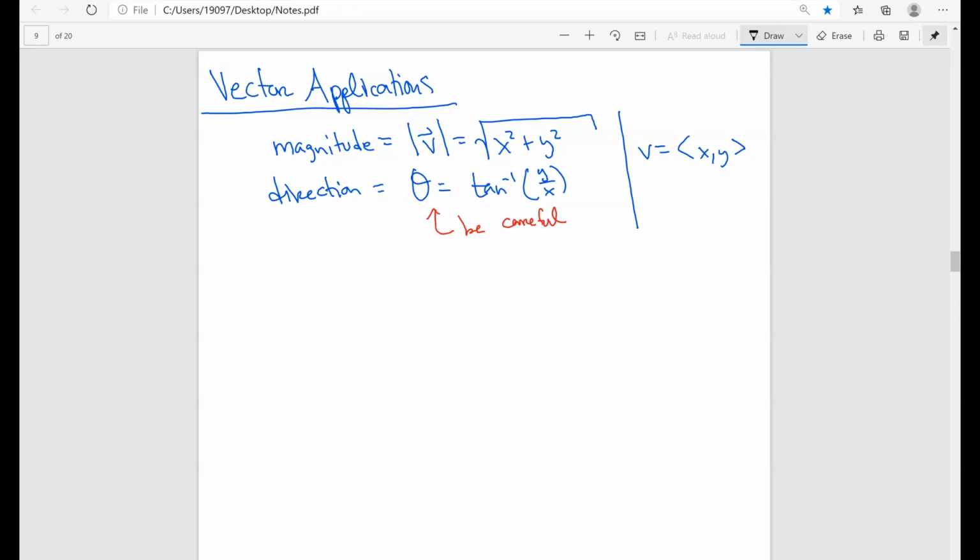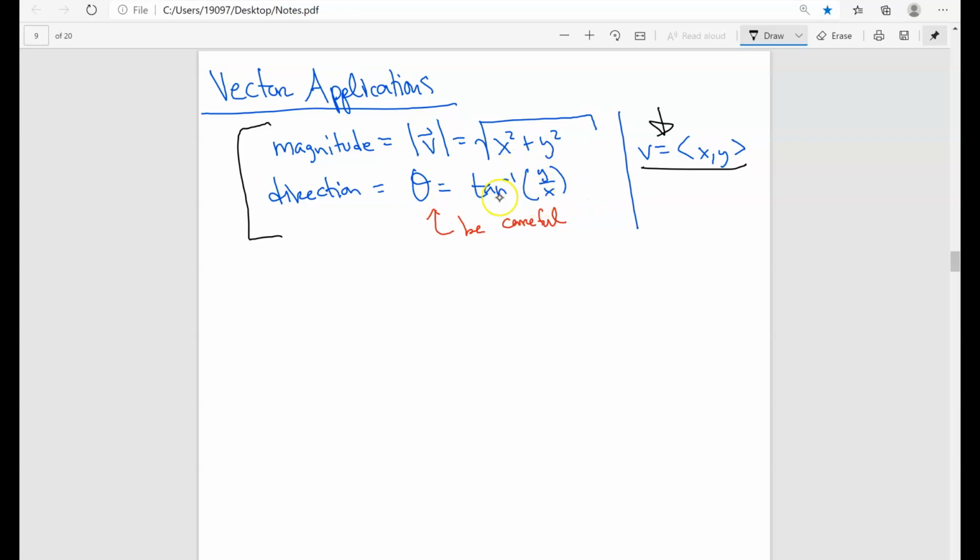Okay, so in this video, we're going to do a couple of vector applications. Here are two different things that I want to make sure that you just know. If you're given this vector v, which is equal to x comma y, you can find the magnitude by taking the square root of the sum of the squares of the components. The direction, you can find by taking theta equals tan inverse y over x.